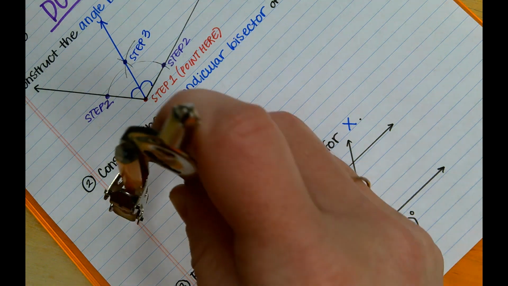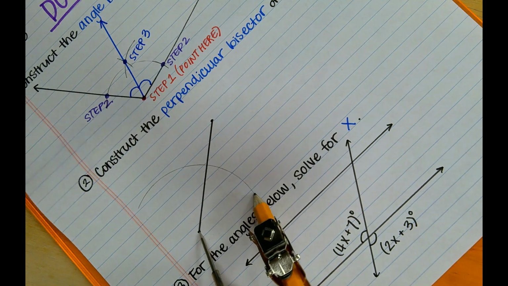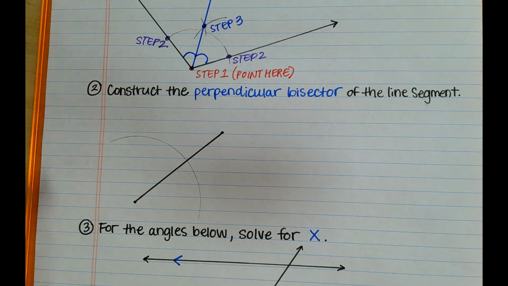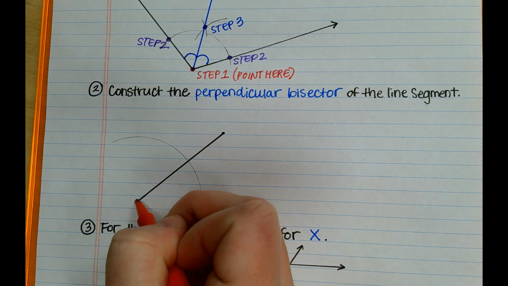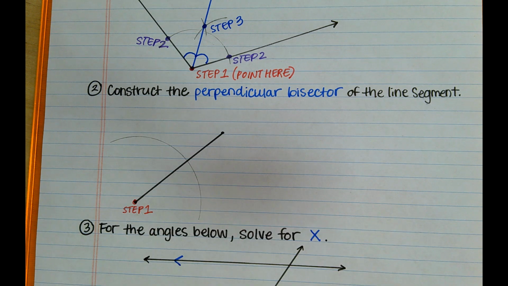And I need to make our arc about like that. Okay, so I've done that. That was my first step here. What would be my second step now? Where should I put the point of my compass next? On the other dot. Yeah, on the other dot.